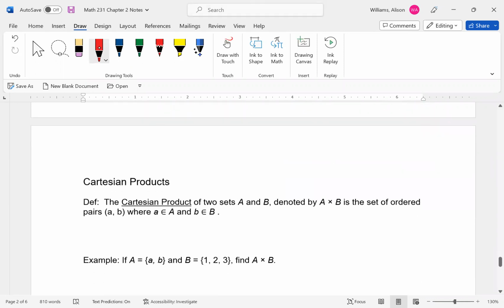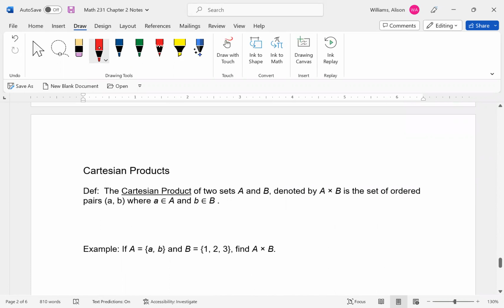All right, let's look at Cartesian products. The Cartesian product of two sets A and B, which is denoted A cross B, is the set of ordered pairs (a, b), where a is taken from the first set and b is taken from the second set. We can also list it like this: A cross B equals all ordered pairs where a comes from the first set and b comes from the second set.